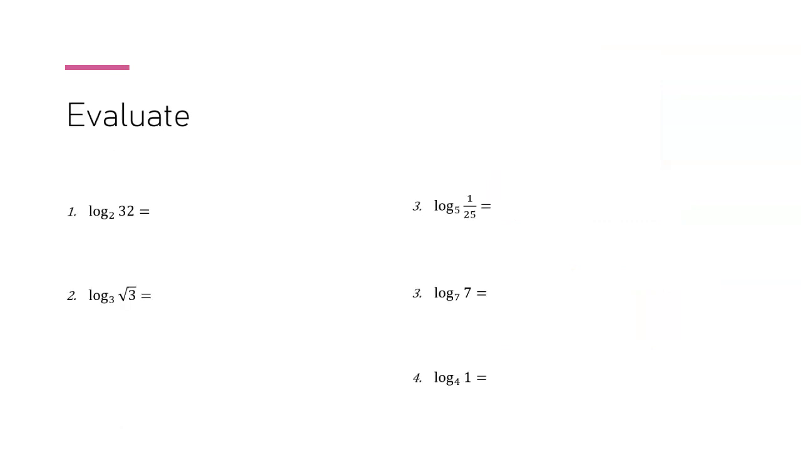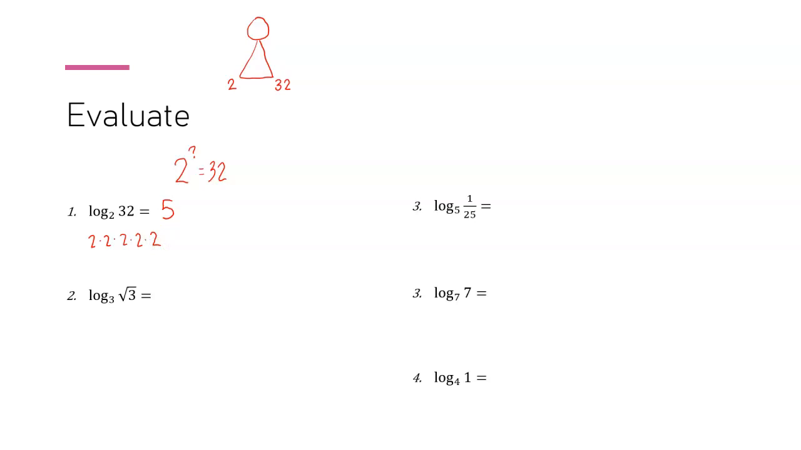So here's some to evaluate. We're looking for the exponent of 2 that gives us 32. Or if we wrote it on the triangle, we would say the base is 2, the answer is 32, and we're looking for the exponent. So that's 5, because 2 times 2 is 4, times 2 is 8, times 2 is 16, times another 2 gives you 32.